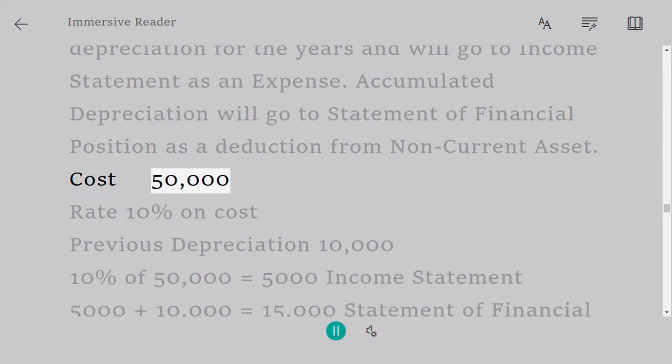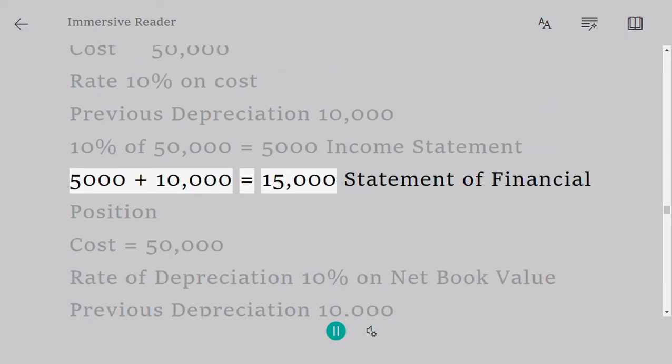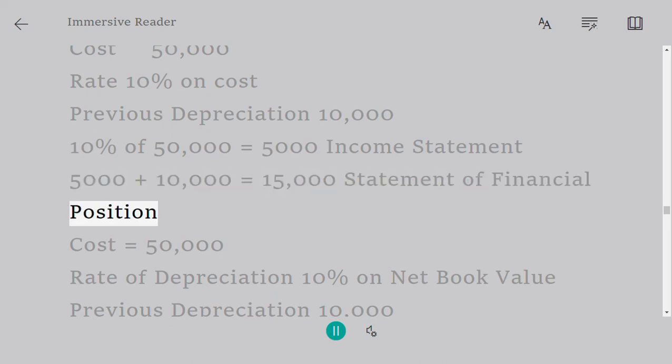Cost 50,000. Rate 10% on cost. Previous depreciation 10,000. 10% of 50,000 is equal to 5,000, income statement. 5,000 plus 10,000 is equal to 15,000, statement of financial position.